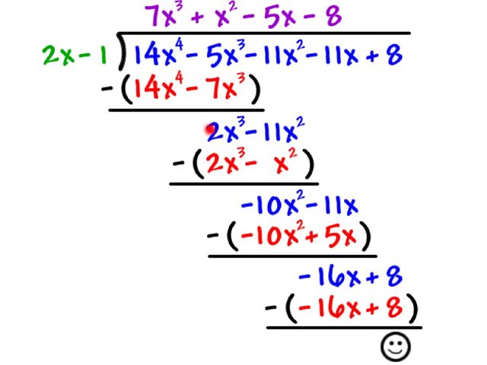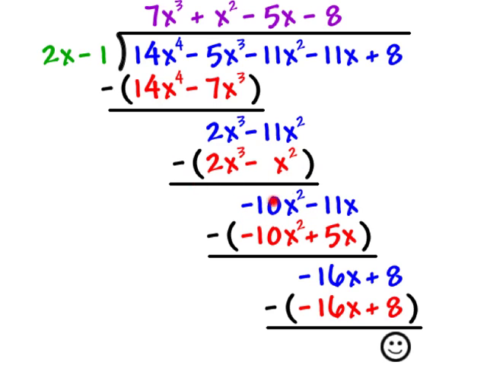Alright, so here's where we were, and x squared times 2x will give us 2x to the 3rd, and then x squared times negative 1 gives us negative 1x squared. But then, like I said, we're subtracting, so when we subtract this, you change the sign from positive to negative. When we subtract negative, we're actually adding a positive, so negative 11 and positive 1 gives us negative 10x squared.